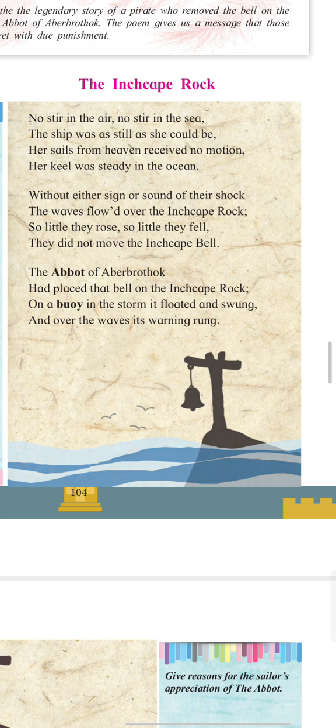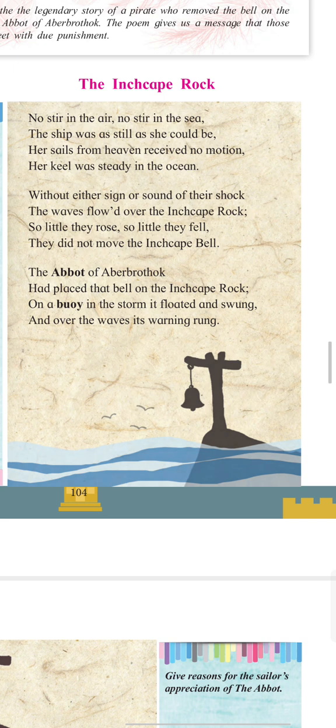"Without either sign or sound of their shock, the waves flowed over the Inchcape Rock." So without either sign or sound of the shock, the waves are flowing over the Inchcape Rock. You can see in the illustration, Inchcape Rock is the upper portion of a mountain or rock that is visible in the sea. So without any signal, without any indication, the waves flowed above it.